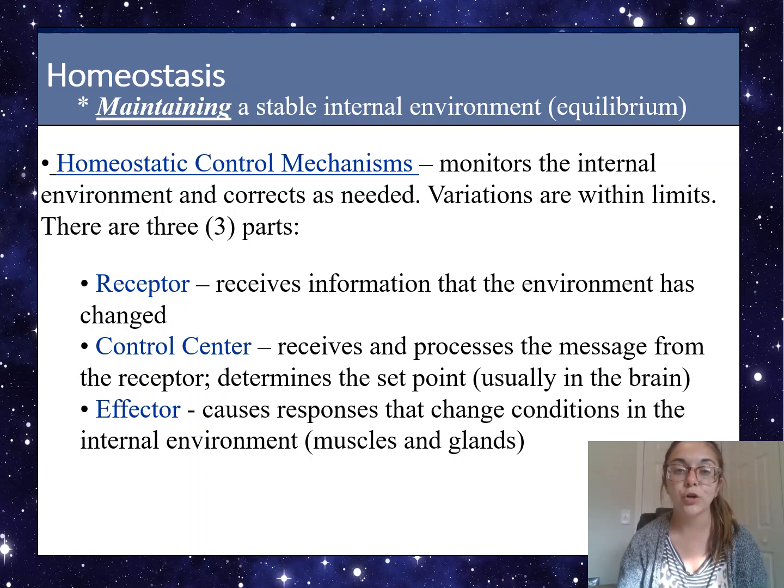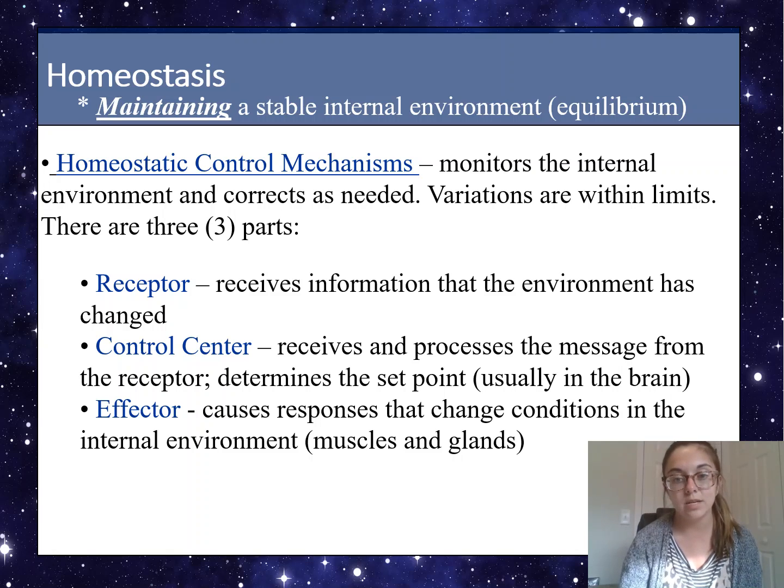So they monitor the internal environment and correct as needed, because we need those corrections to work properly in order to live. Our variations have limits, and we need to stay within those limits at all times. Here are the three parts of the homeostatic control mechanisms. So first you have the receptor. Receptors receive information that the environment has changed, like temperature has changed or your blood pressure has changed. Okay? Now that information from the receptor goes to the control center, which is the brain.